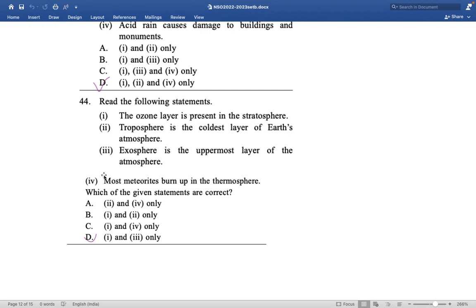The ozone layer is present in the stratosphere. This is true. Troposphere is the coldest layer of the Earth's atmosphere. This is incorrect. Mesosphere is the coldest layer of the Earth's atmosphere. Exosphere is the uppermost layer of the atmosphere. This is true. Most meteors burn up in the mesosphere, not the thermosphere. So D is the answer. Only 1 and 3 are correct.